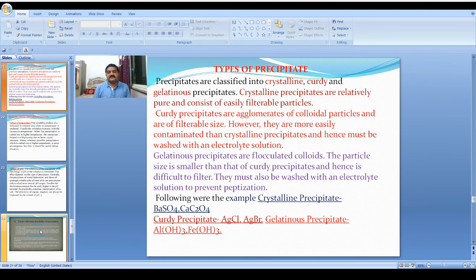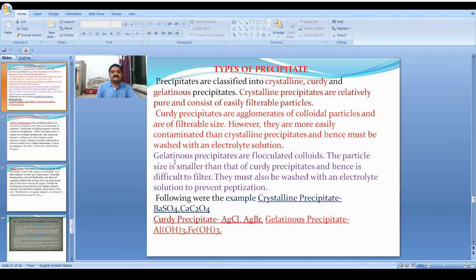Then the types of precipitate. There are three types of precipitate. First one is crystalline, second one is curdy, just like curd, and third one gelatinous. The crystalline precipitates are relatively pure and consist of easily filterable particles. Second, curdy precipitates are agglomerates of colloidal particles of filterable size. However, they are more easily contaminated than the crystalline precipitate and hence must be washed with an electrolyte. That means this precipitate should be washed with the electrolyte, both the crystalline as well as the curdy.